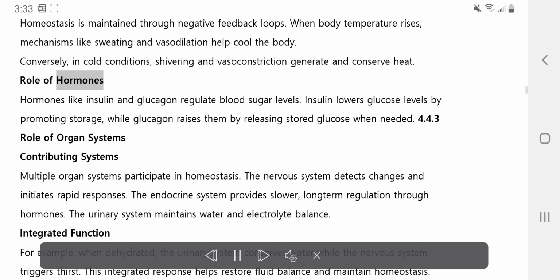Role of hormones. Hormones like insulin and glucagon regulate blood sugar levels. Insulin lowers glucose levels by promoting storage, while glucagon raises them by releasing stored glucose when needed.